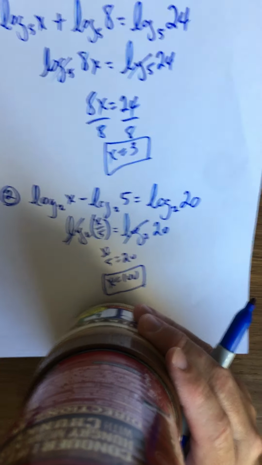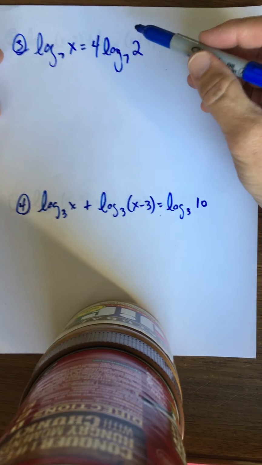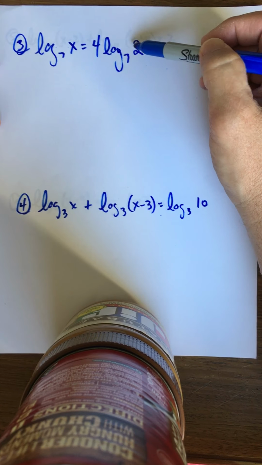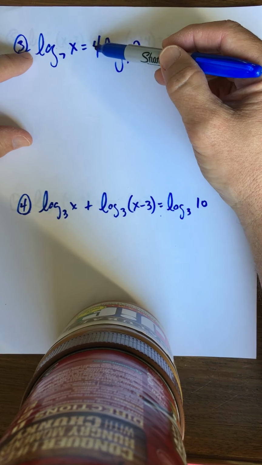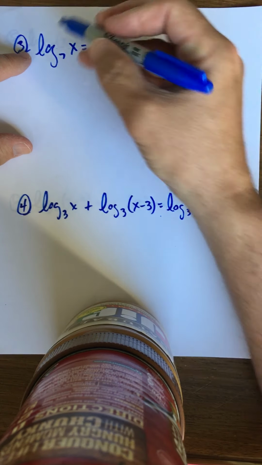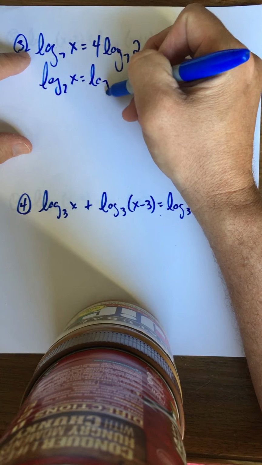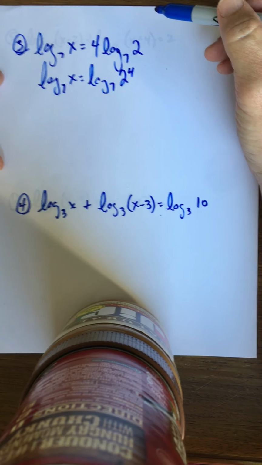The third problem in action, the third property in action is this one right here. You've got log base 7 of x equals 4 times the log base 7 of 2. I can't drop the logarithms because there's a number in front of that, but we know things in front of the logarithms can go inside as the exponent. That's the third property in action, is that 4 can go inside as an exponent.